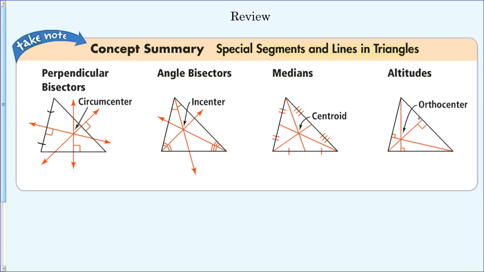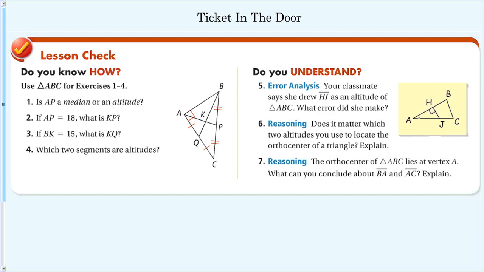All right, so now let's kind of wrap this up. Here's your ticket in the door. Number 1, is AP a median or an altitude? If AP is 18, what is KP? If BK is 15, what is KQ? Which 2 segments are altitudes?